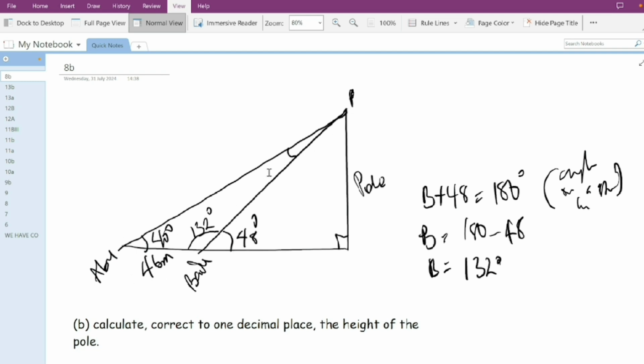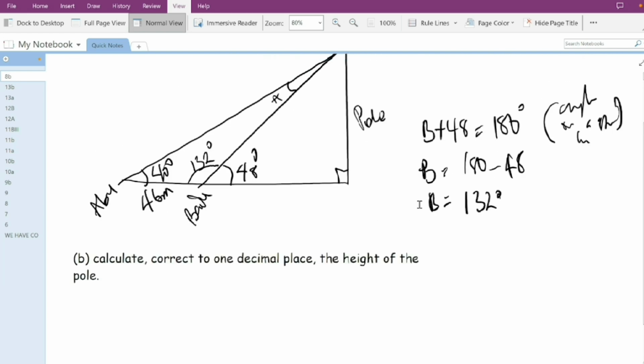And with that, we'll solve for this angle. Let's name this angle A. We know 40 plus 132 plus A should equal 180, that's the sum of angles in a triangle. That's this triangle here. So we have 40 plus 132 plus A equals 180, in brackets, sum of angles in a triangle.